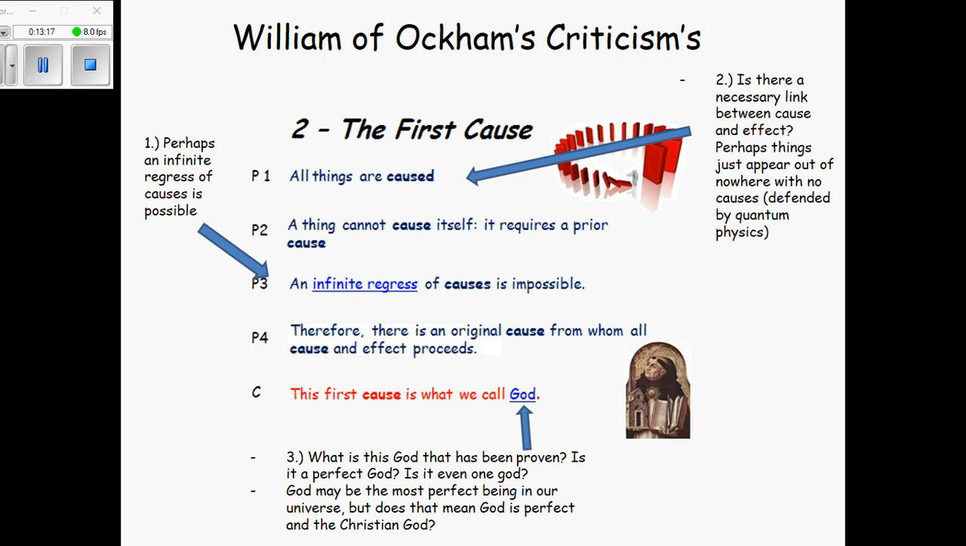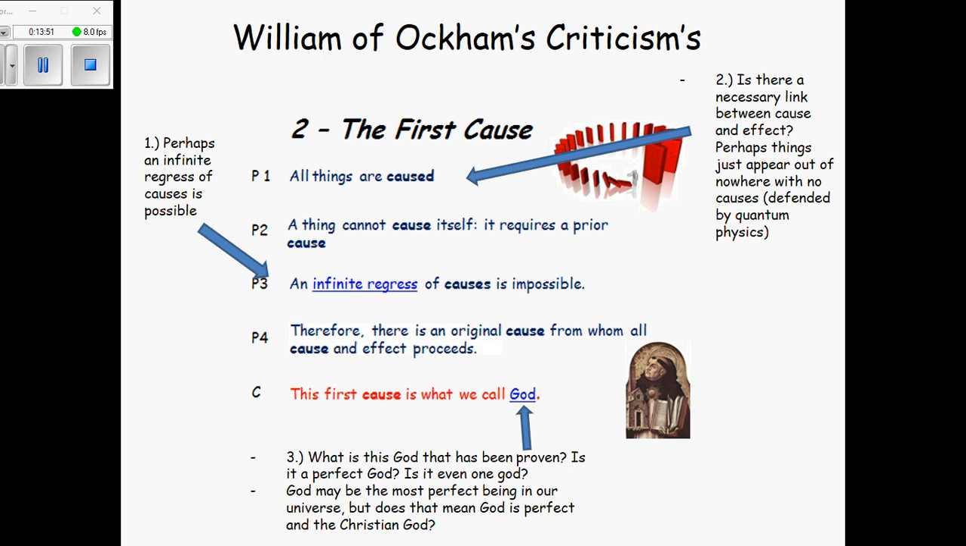Premise three, an infinite regress of causes is impossible. Well, Ockham says maybe an infinite regress isn't impossible. Maybe causes cause causes, which cause causes, and it goes back forever. Maybe the universe is infinitely old. Maybe the universe is in some sort of infinite loop where there's no beginning. This is the Eastern or Indian understanding of the universe, that it's constantly being created and destroyed and there's no beginning.